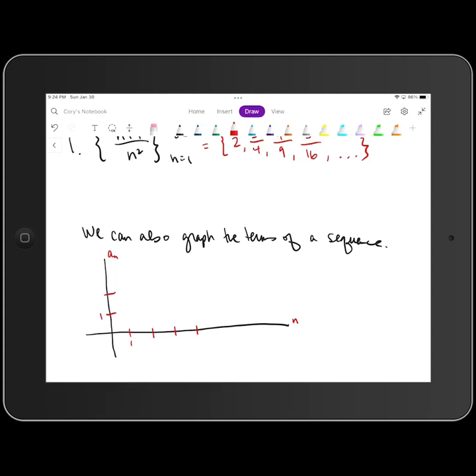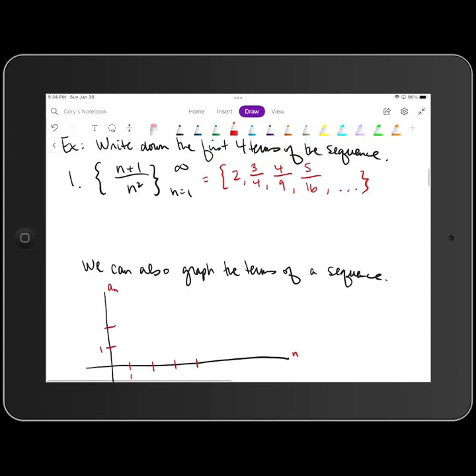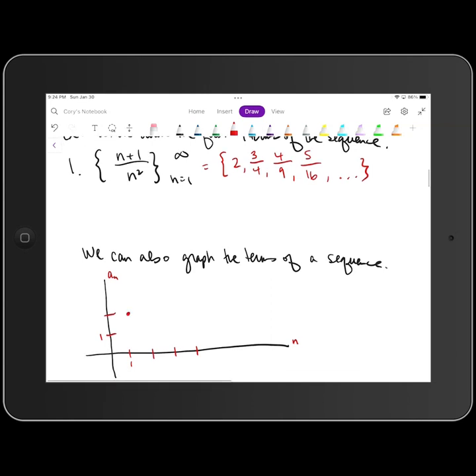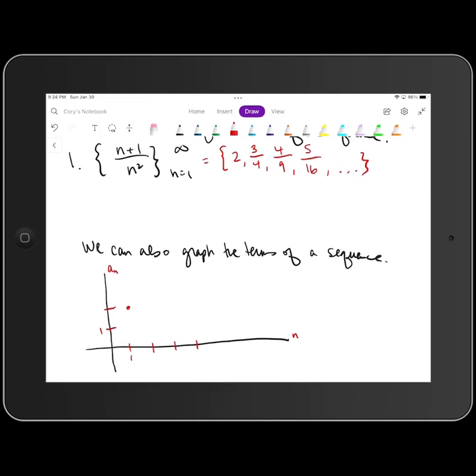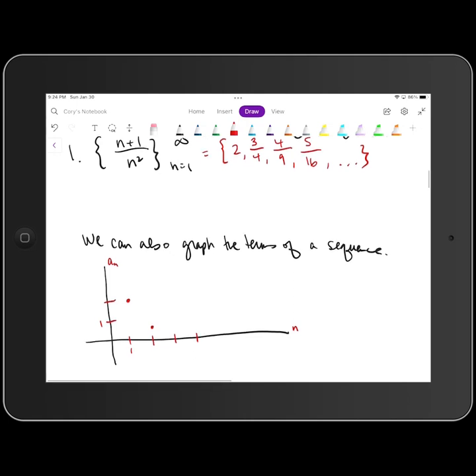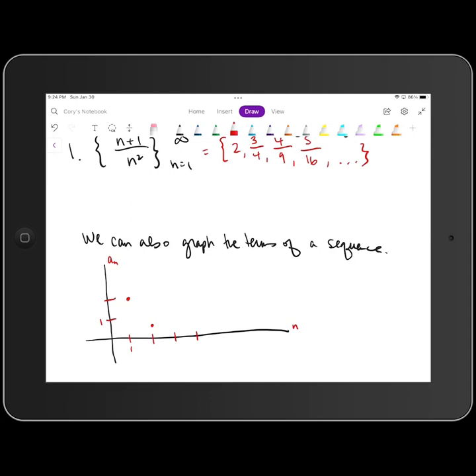So when we plugged 1 into that formula, the output was 2, so that's going to correspond to the ordered pair (1, 2). When we inputted 2, we got 3/4, so that point is (2, 3/4). When we inputted 3, we got 4/9, so that's the ordered pair (3, 4/9), which is about in there. When we inputted 4, we got 5/16, which is about in there.